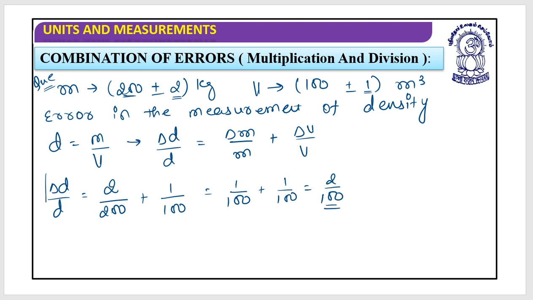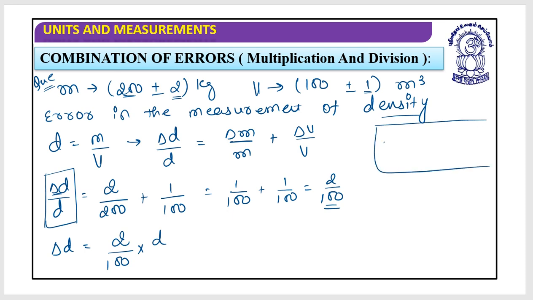But look at this. This is not an error in the measurement of density. This is a relative error in the measurement of density. What I need to find out is the delta D. So delta D should be equals to 2 by 100 multiplied by D. Right? Okay. So now how could I find out the D?